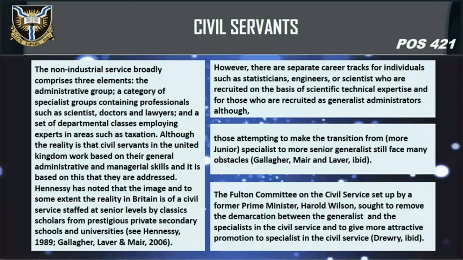The Fulton Committee on the Civil Service, set up by a former Prime Minister, Harold Wilson, sought to remove the demarcation between the generalist and the specialist in the civil service and to give more attractive promotion to specialists in the civil service.